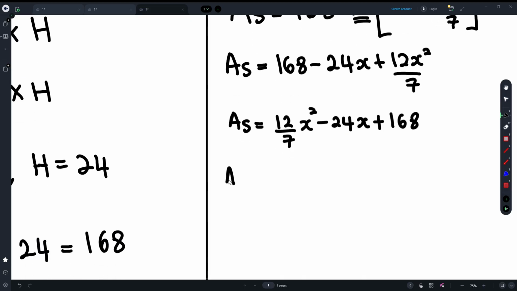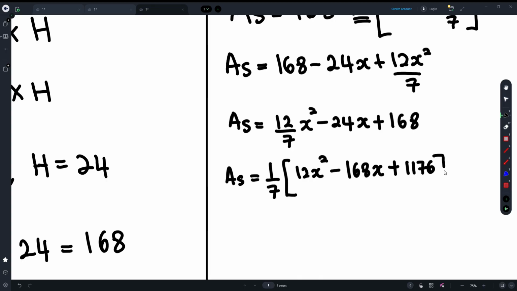So now what happens when you factorize the 1 over 7, entire equation you have to divide by 1 over 7. So press calculator, 12 divide by 7 divide by 1 over 7. You'll end up getting 12x square, minus 24 divided by 1 over 7, so you'll end up getting 168x, and 168 divided by 1 over 7, you will actually end up getting 1176. I mean 1 over 7, guys. Please take note. You are not factorizing 7. You are factorizing 1 over 7.